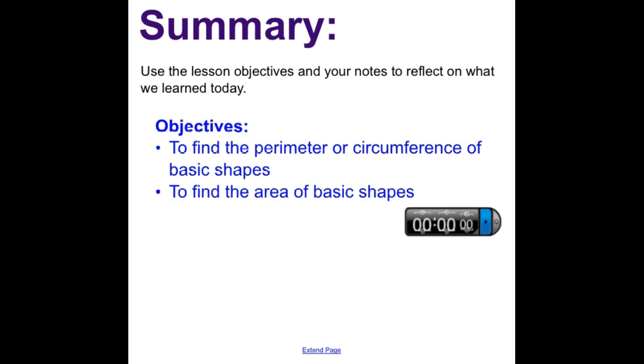That was a long video, sorry about that. This is Geometry Lesson 1-8. Our topics today will be able to find the perimeter or circumference of basic shapes and to find the area of basic shapes.